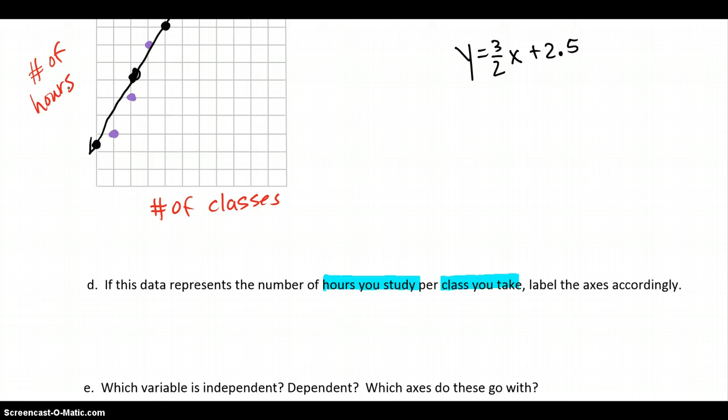So if you take 1 class, you study 3 hours. If you take 2 classes, you study 5 hours. So then it says which variable is independent and dependent, which axes do these go with? Well, which one depends on the other? The hours depends on the number of classes. So this is dependent, and this is independent. So independent goes with x, and dependent goes with y.